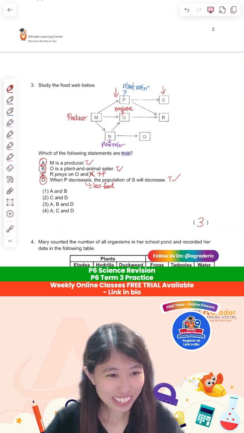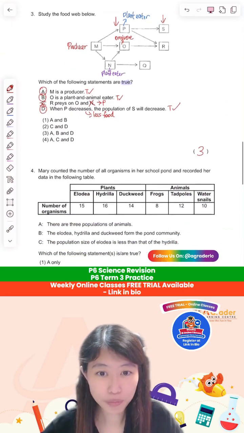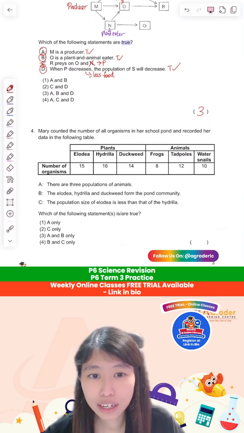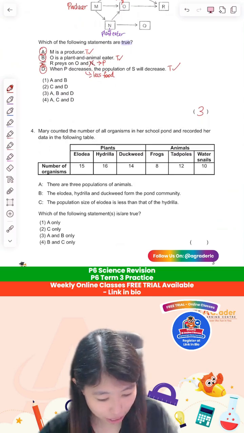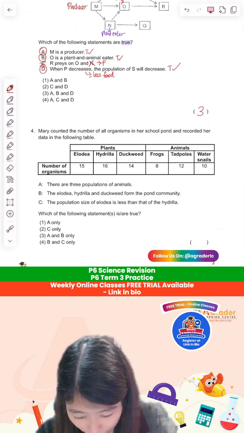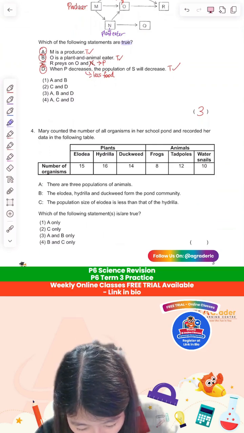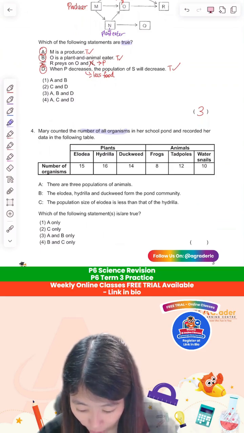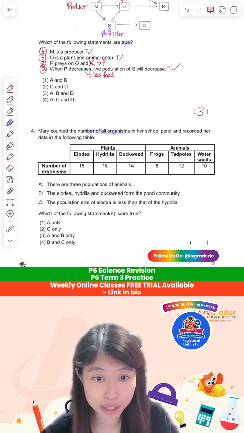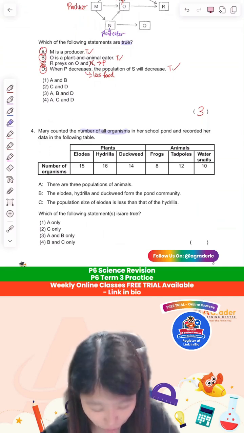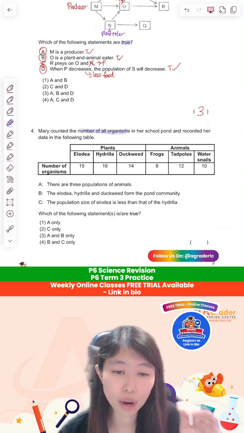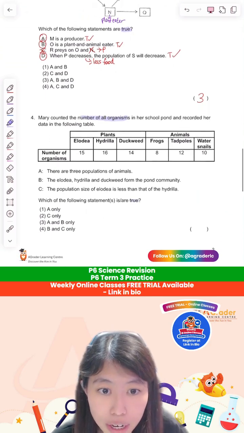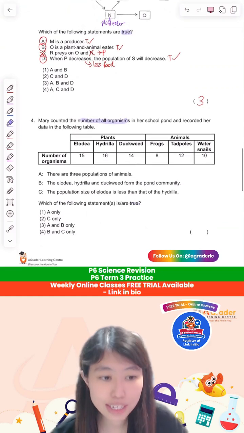Okay, very good. Let's move on to 4. For 4, it says here that Mary counted the number of all organisms in a school pond and recorded the data in the following table. Let's highlight the key things here. Which of the following statements is or are true? I want the statement that is true, so let's check.